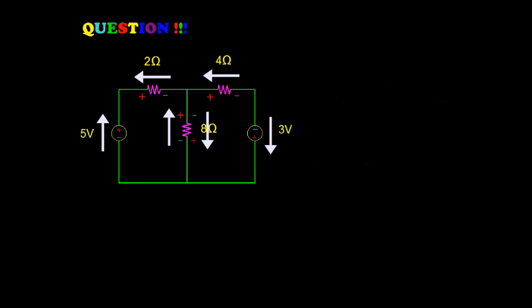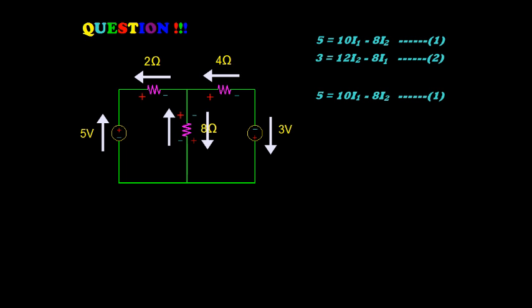Now guys, we have two equations from loop 1 and loop 2. To get the values of I1 and I2, we must use the substitution method with equation 1 and equation 2. First step, from equation 1, we simplify to get I1 equals (5 plus 8 I2) divided by 10.